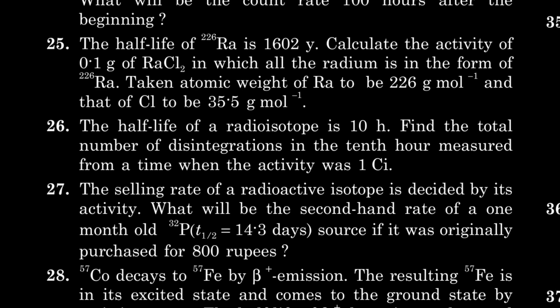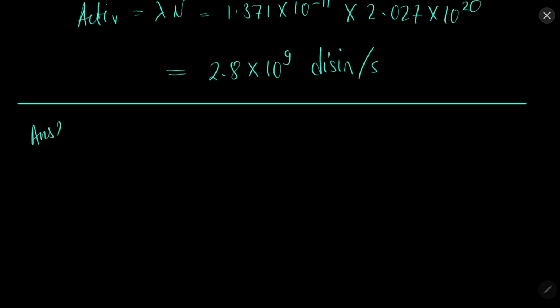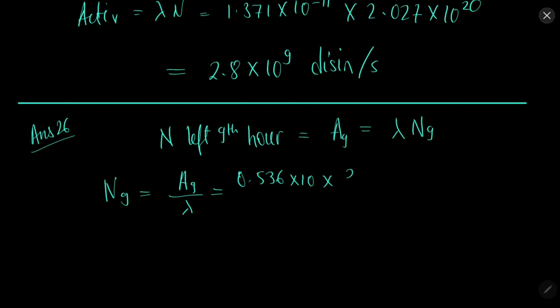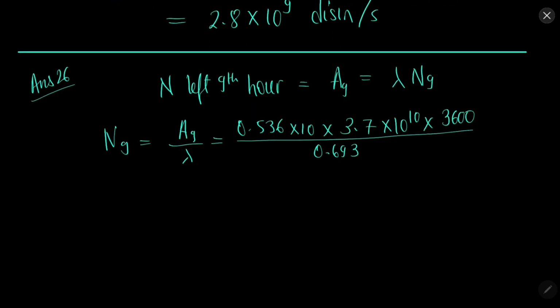In question 26, half-life is given. Find the total number of disintegrations in the 10th hour. Solution 26. So number left after 9th hour will be A9 by lambda, 0.536, 3.7, 3600 to convert into seconds, over 0.693. So it will give us around 103.023 into 10 to the power 13.